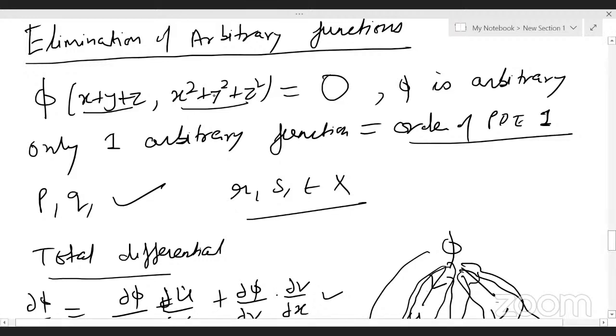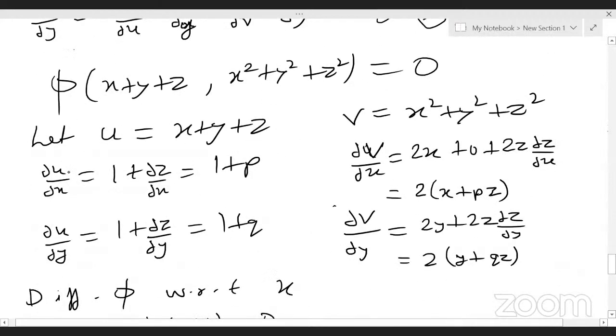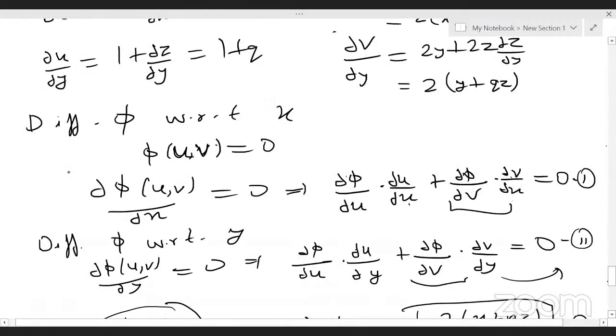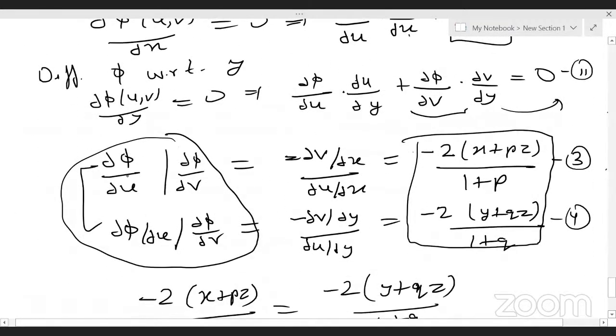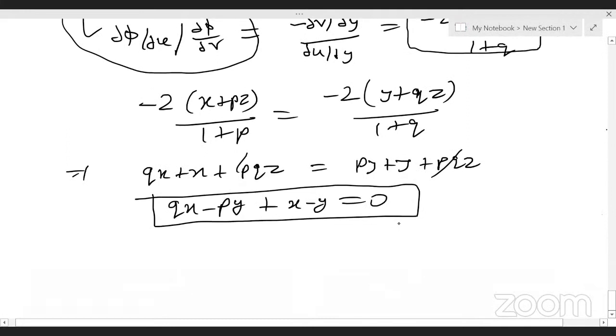All you need to do is you use the concept of total differential, and then you separate the terms containing del phi by del u, del phi by del v, and you will get two same equations, right? Like here we got two similar terms, del phi by del u and del phi by del v, and you will always get this. For example, let's see one more question on this, and you will understand why you will always get this.